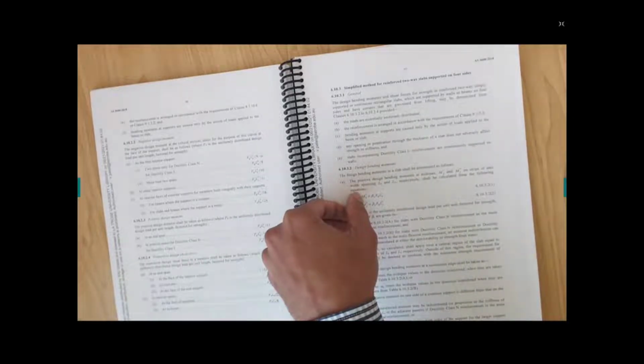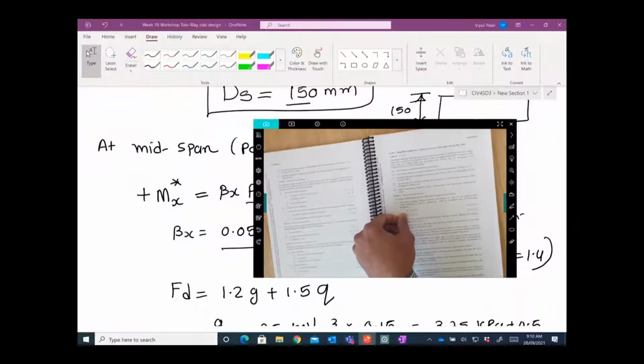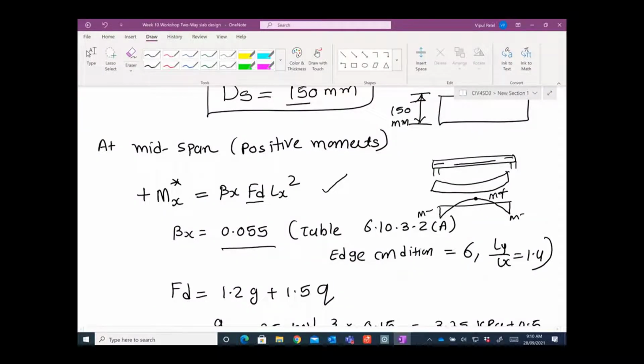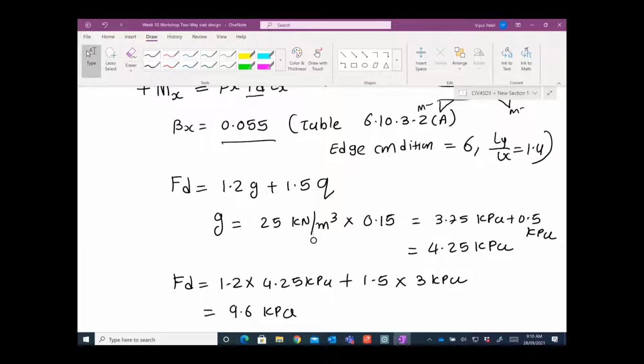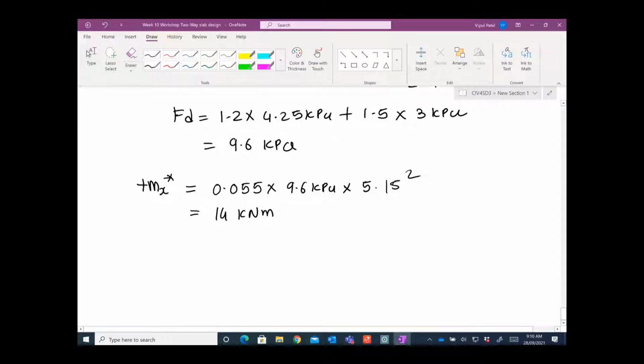So you can calculate it in the x direction, and right now we are working only in the x direction, shorter span. So then we have calculated this mx and beta x fd I already discussed, and we calculate this positive design bending moment in the mid span.